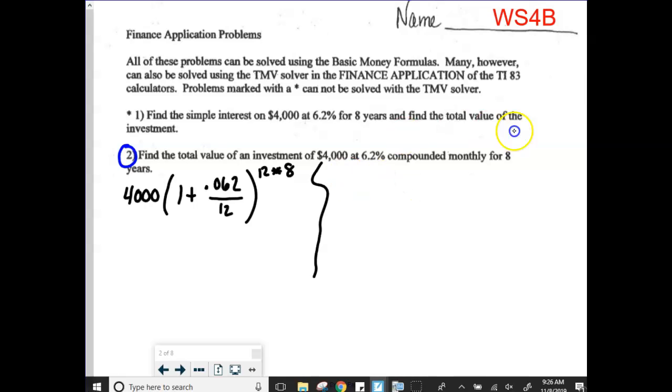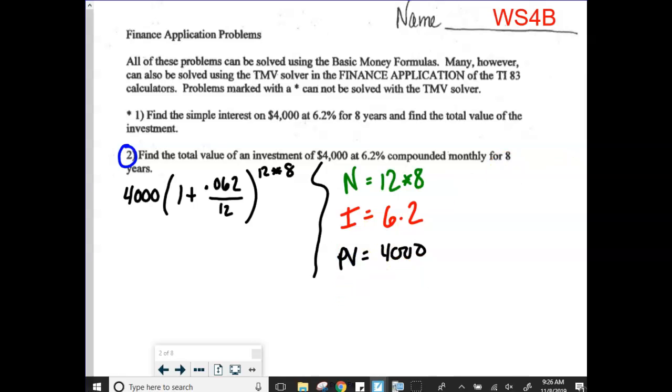Let's talk about TVM solver. If I wanted to use my TVM solver, I'm going to try to go in the right order. The first thing it asks you for is N. What would I have typed in for N, the capital N, on TVM solver? That's the 12 times 8 part, right? It's how many times do you collect interest on this thing over the course of it? Gosh, I always get these orders. The next thing is interest, which for the program, they don't want you to change it to a decimal, so we just write 6.2. And then it's present value. Okay, so this one, the present value is the $4,000.